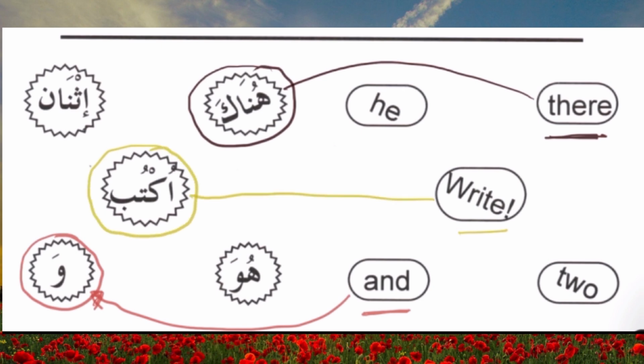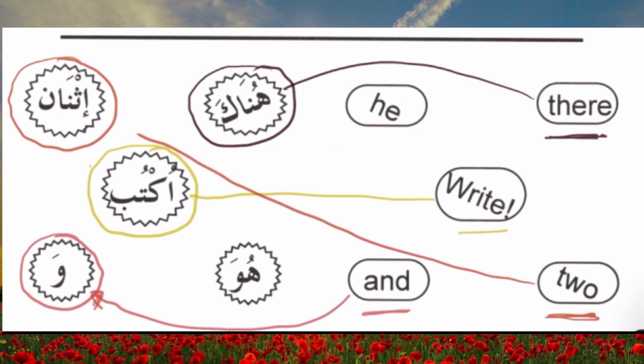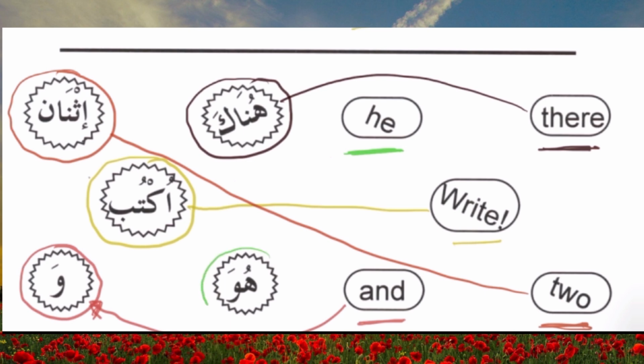There's two left, and the one is two. And of course 2 is ithnan, and number 2 would be ithnan. And finally there's he, which is huwa. Right, so that concludes that. So let's move on to the next page.